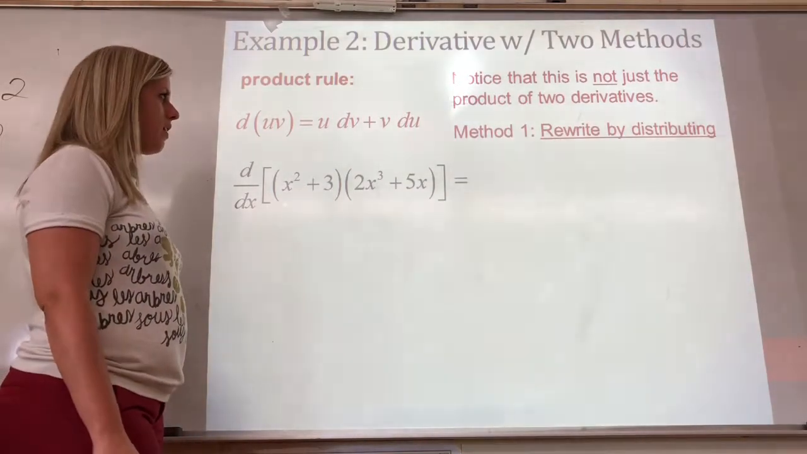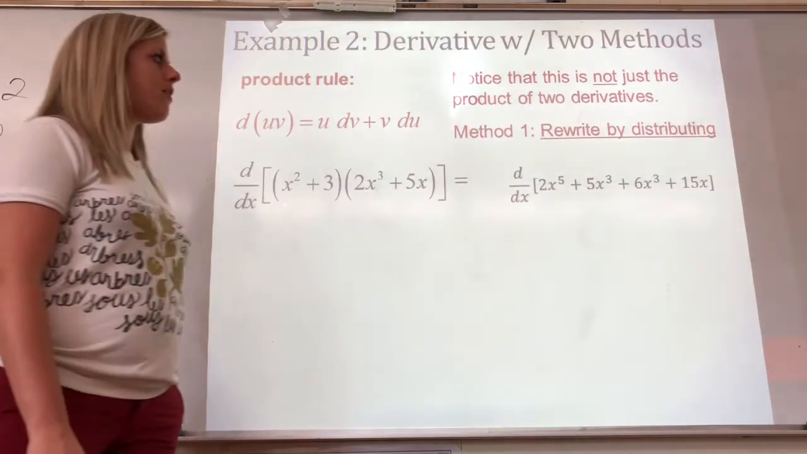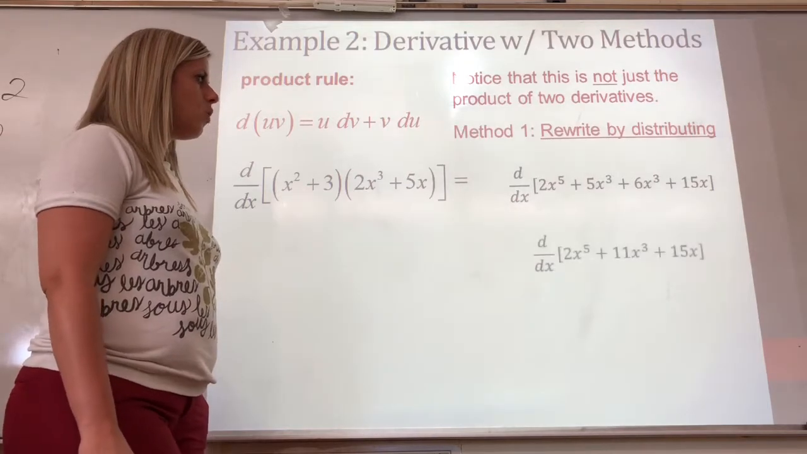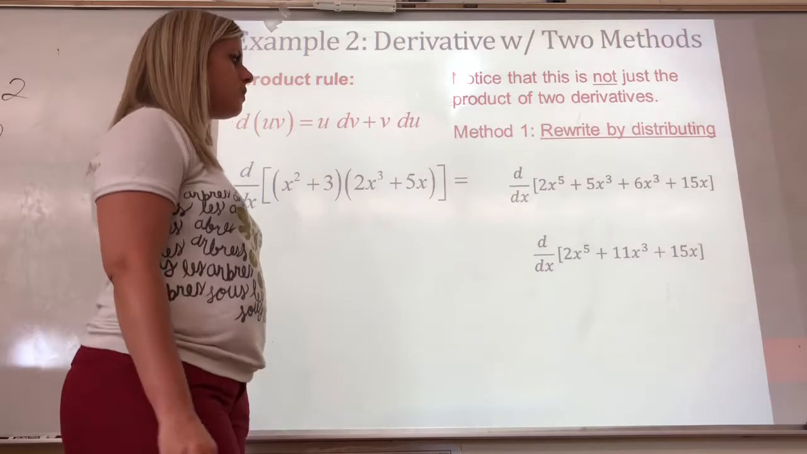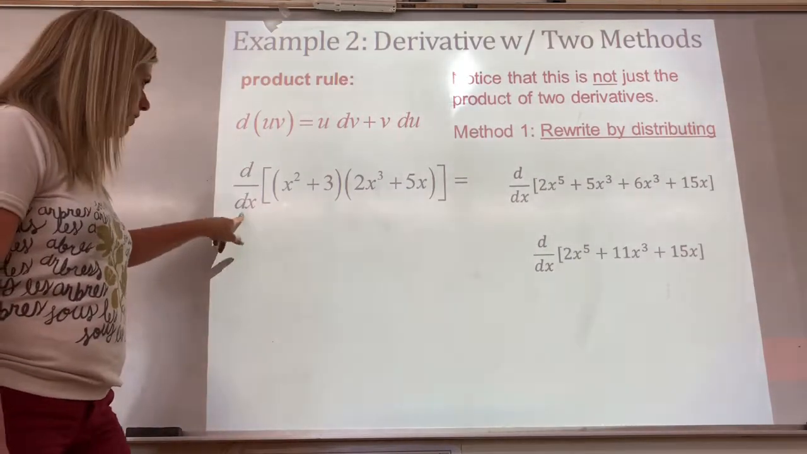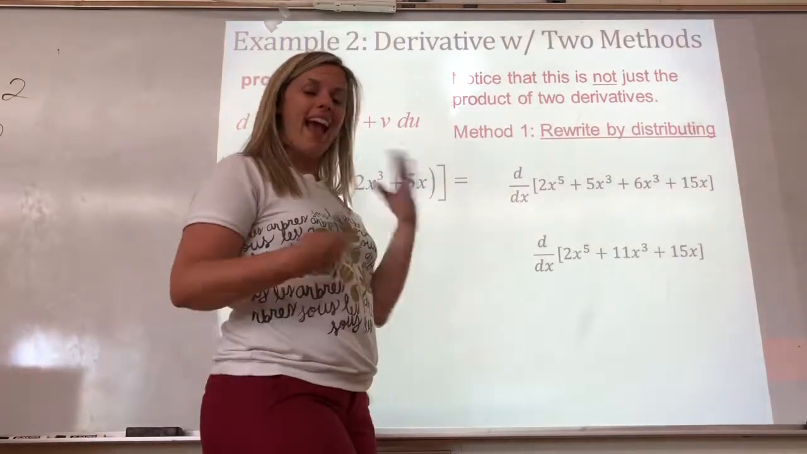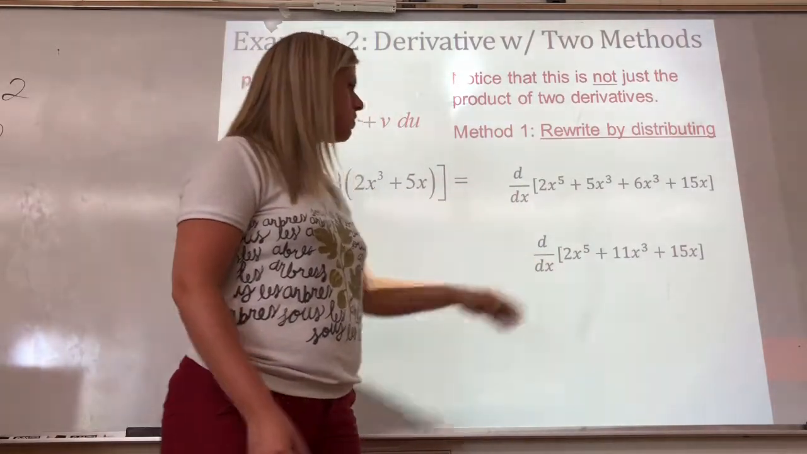All right, and we're back. So this is 2x to the 5th plus 5x cubed plus 6x cubed plus 15x, which makes 2x to the 5th plus 11x to the 3rd plus 15x. So this has a d/dx in it. That means take the derivative of this. I'm keeping the d/dx there because I haven't taken the derivative yet.